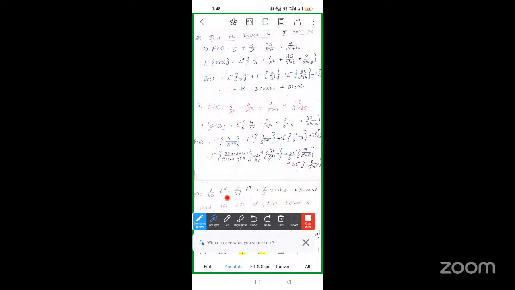So next, the second one is also the same: t power 9 by 9 factorial into 2. 2 is constant: 2 into t power 9 by 9 factorial, plus 2 by 3 sin at, here a is equal to 3, plus 3 into cos at. So these are the formulas of the inverse Laplace transform. So this is the second example.